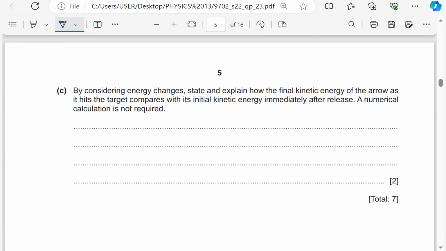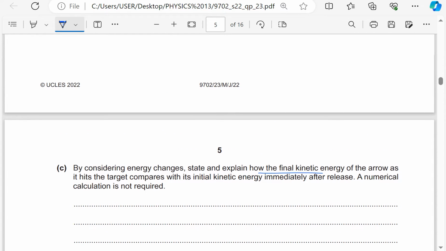By considering energy changes, state and explain how the final kinetic energy of the arrow as it hits the target compares with its initial kinetic energy after release. Any numerical calculation is not required. So how does the final kinetic energy of the arrow as it hits the target compare with its initial kinetic energy immediately after release?